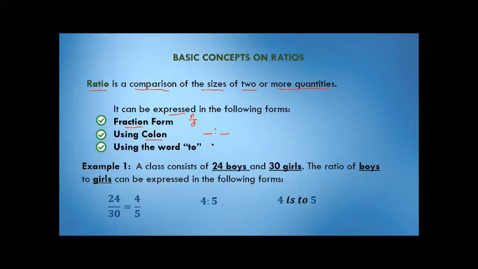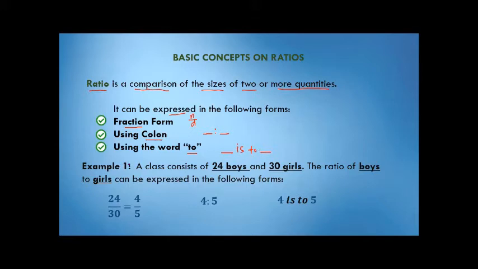And last, pwede tayong gumamit ng statement form na lalagyan natin ng word na to. Okay? So usually may kasama na siyang word na is. So minsan, so is to. Ayan. So meron tayong first quantity compared to another quantity through statement, may word na is to.